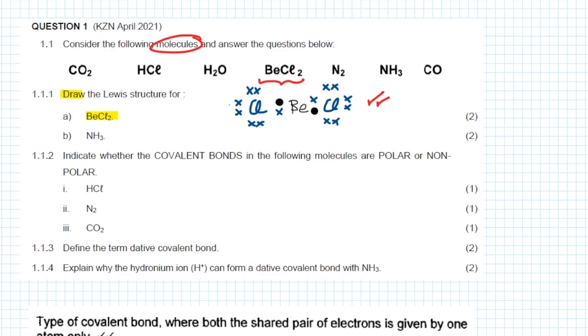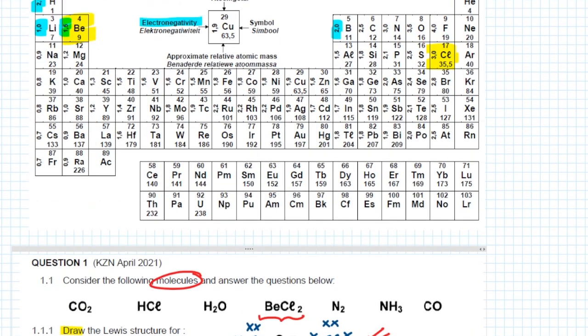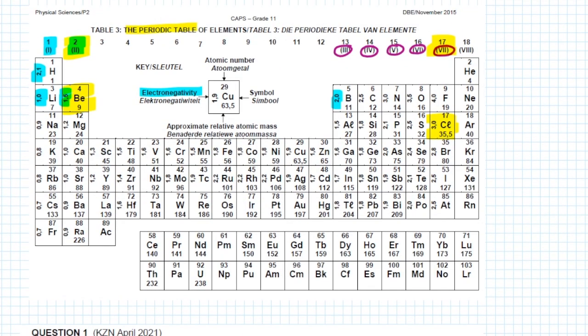Question B now requires us to draw the Lewis diagram for ammonia, that is NH3. Nitrogen is in group 5, so it contains 5 valence electrons, or we can say group 15 using the modern number. Hydrogen is in group 1 and it has 1 valence electron.